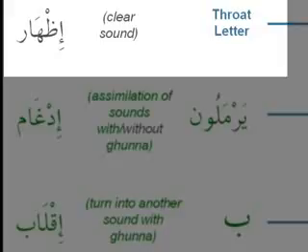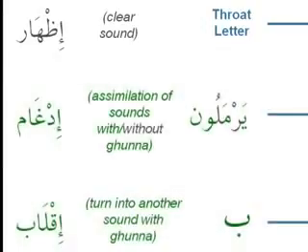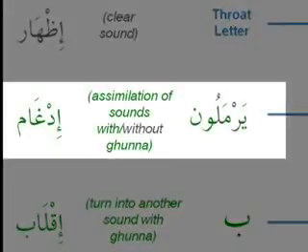Then the Noon Saakin or Tanween is pronounced clearly, and this is known as Izhar. If Noon Saakin or Tanween is followed by any of what we call the Yarmaloon letters, i.e. the letter Ya, Ra, Mim, Lam, Waw or Noon, then we are going to do an assimilation of sounds, and this is known as Idghaam.